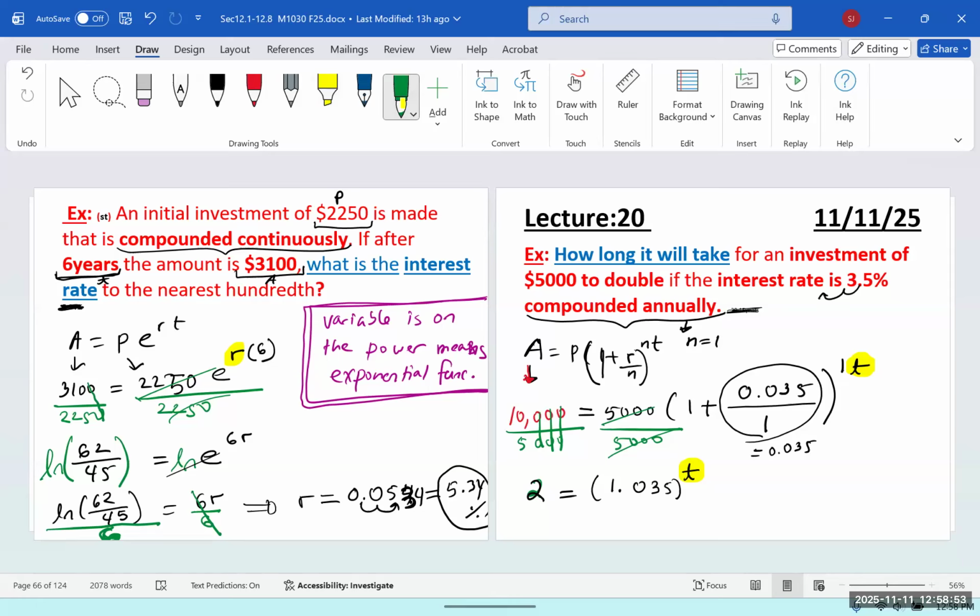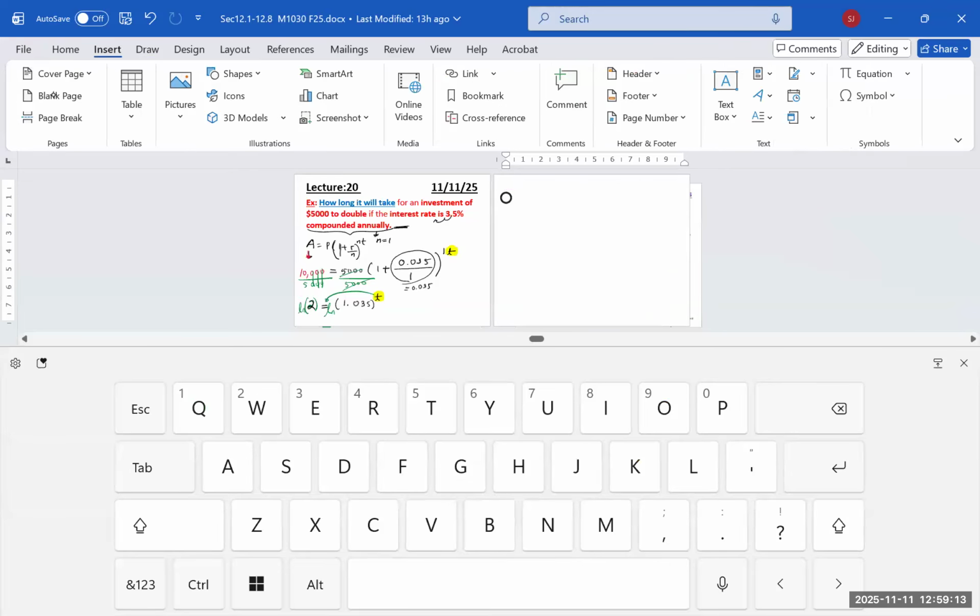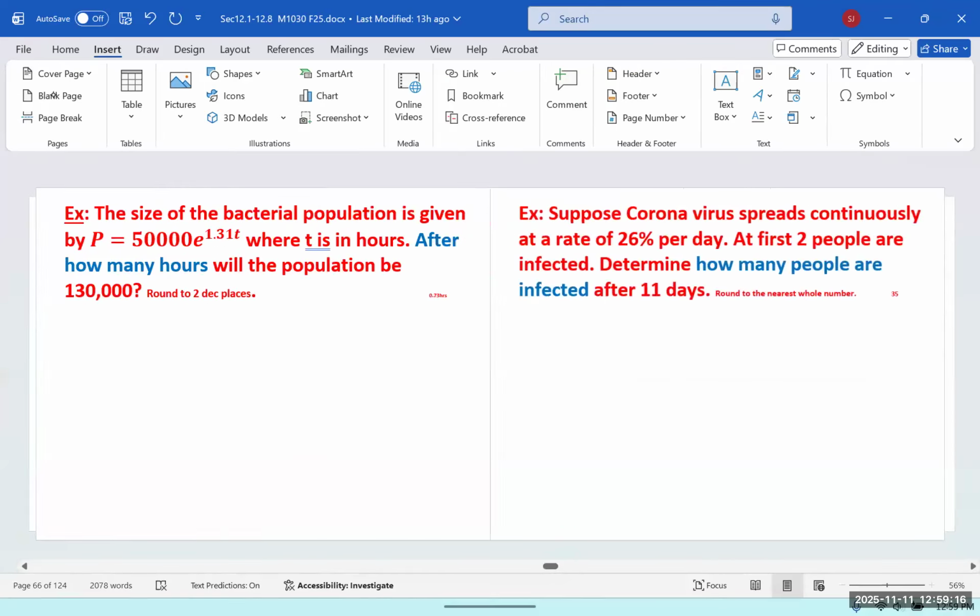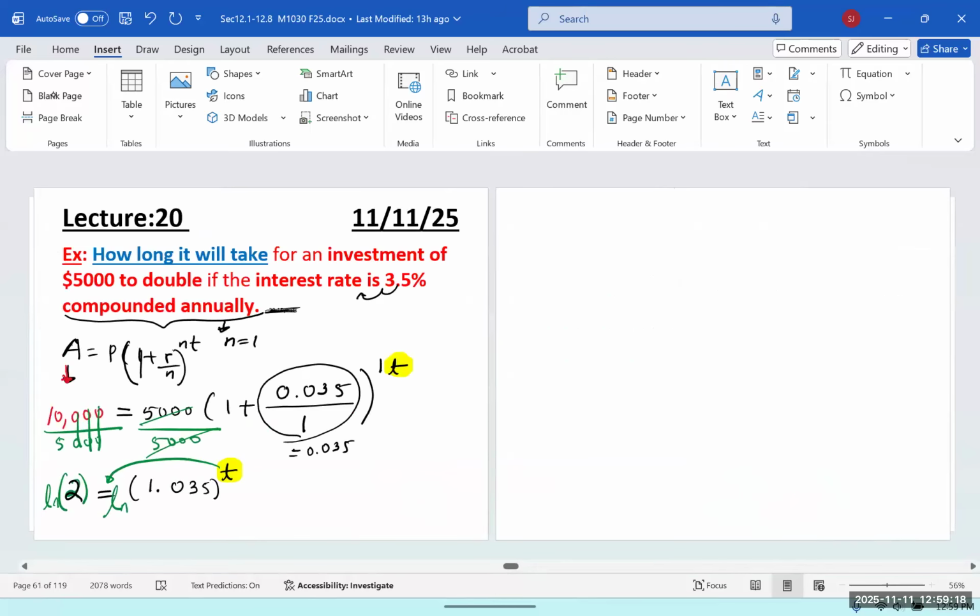Good. So we call log. Hey log, can you come home please? There's something stuck on the ceiling. Can you pull it down? So log is so nice. It comes right away. As a result, that thing comes down as a coefficient. I don't have space, so let me write it here on the next page. ln of 2 equals t times ln of 1.035. And now we are happy. t is a variable in the coefficient, so we can easily solve.